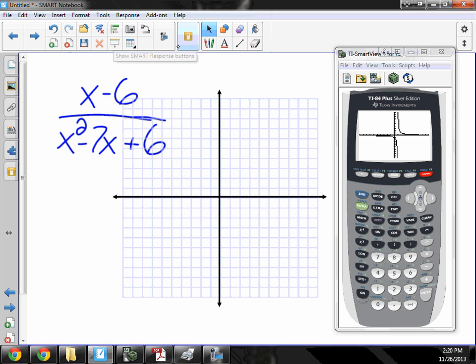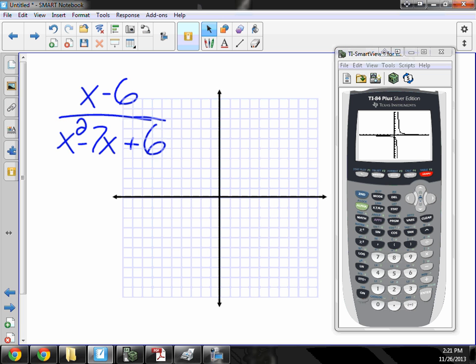So if you graph the function x minus 6 over x squared minus 7x plus 6, you get what you see on the calculator. But rational expressions are a little bit tricky. What we mean by rational expressions is a polynomial divided by another polynomial. So you have like an x squared on top and an x to the third on bottom. And funny things happen when you do that.